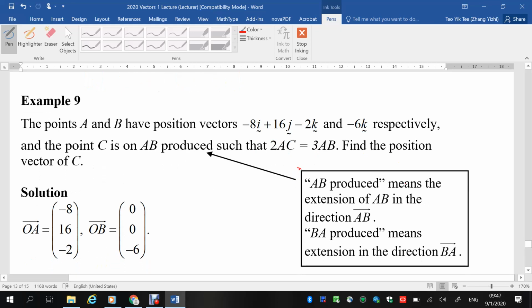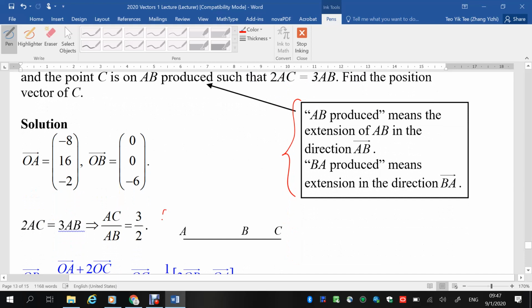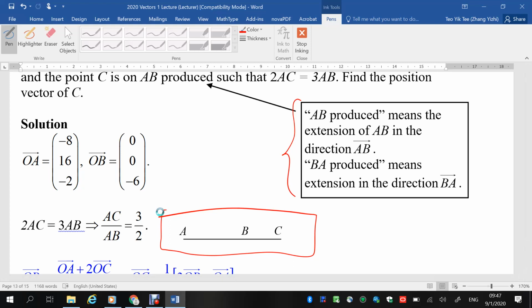Okay, take note of this box. Vectors, that is direction. So AB produced means extend out from B. BA produced means extend out from A. Okay, so what is expected of you is that you are able to generate this line. The order should be A, B, C. C should be on the right hand side of B, not on the left of A. Okay, because C is AB produced.